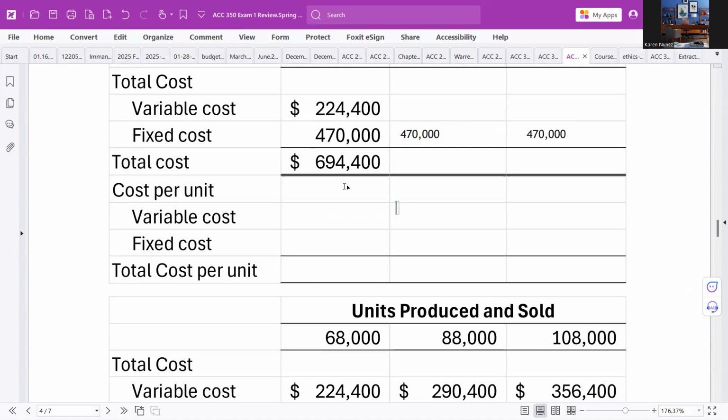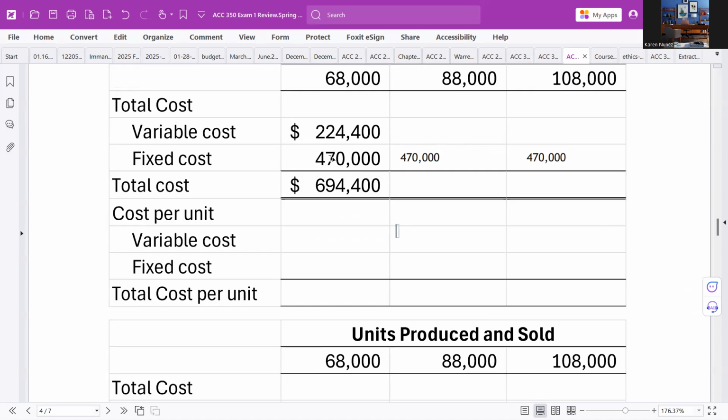And then the next thing, given that we know what the total costs are at 68,000, we can easily figure out per unit. The per unit is just going to be the total variable cost divided by 68,000. The fixed cost is going to be 470 divided by 68. So again, what we can do here is take the 2244, and we're just dividing by 68,000, right? You're just going to divide by the units to get a unit cost, right? And same thing for fixed costs. You're going to take that 470,000 and divide by the 68,000. And you're going to end up with 6.91.